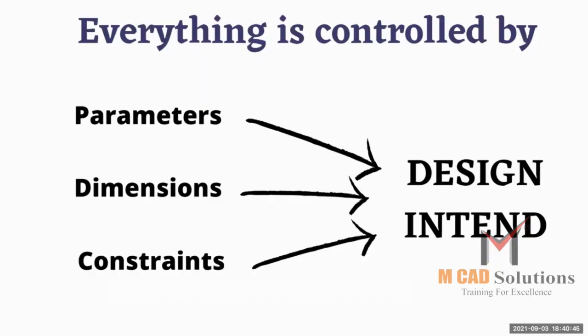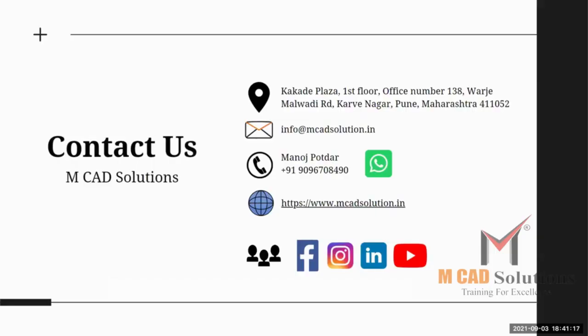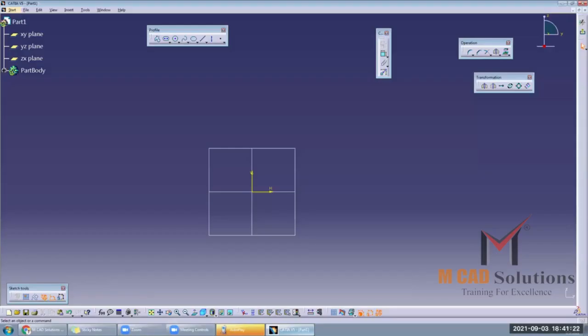And design intent: what is meant by design, or what parameters or objects control the design? Parameter, dimension, and constraint are the three main factors which control your design in any industry. These are the basic and main functions which control the design intent. While studying, I will show you the exact impact of all these things. So this is all we are going to learn in CATIA. Now we will start CATIA.